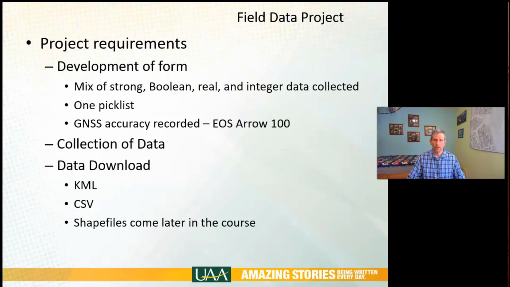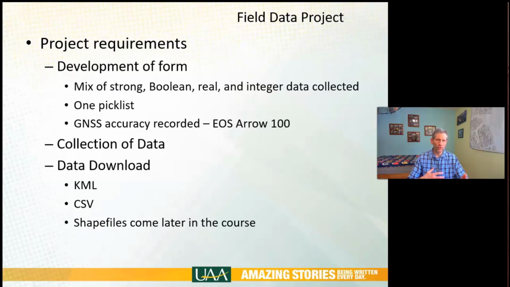The specific requirements of the project include, first, every student has to develop their own form. And so their own form has to include a mix of different types of data. In fact, they're required to use all the basic forms: string, Boolean, real, and integer data. They also need to collect data using at least one pick list. And then another thing that they have to have in the form is they have to record the accuracy of the GNSS unit that they're using.